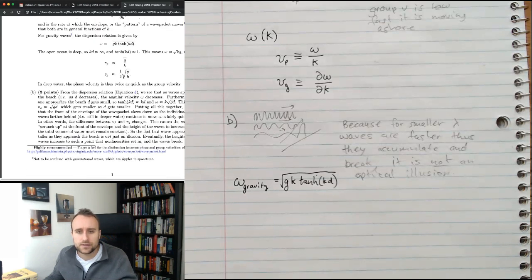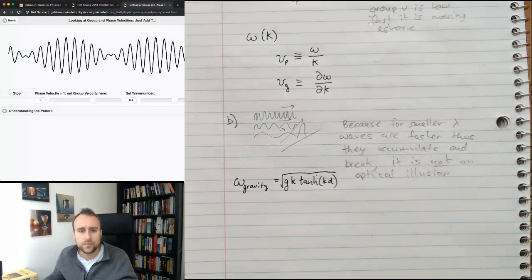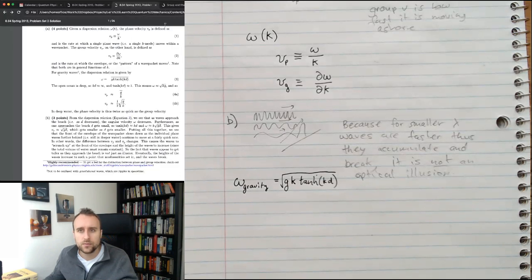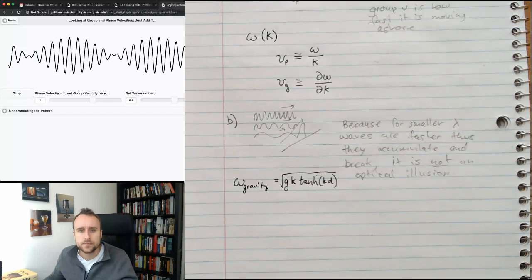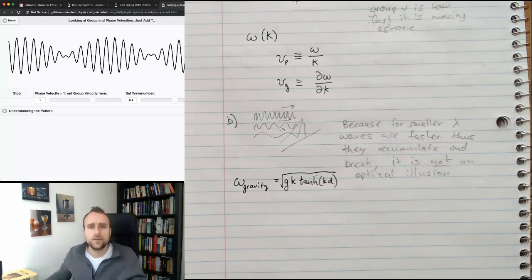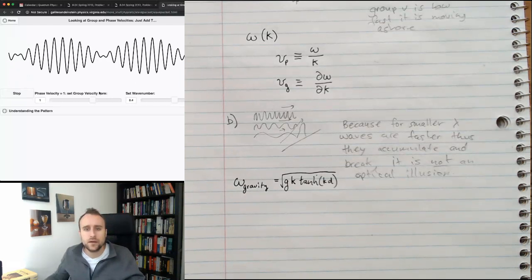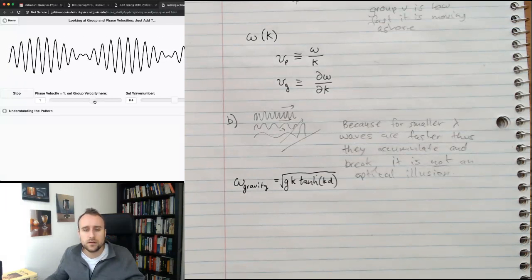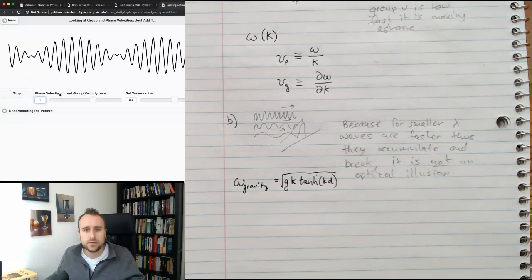To get a feel for the distinction between phase and group velocities, check out this. All right, let's check it out. I'm going to open it in a new tab so that I don't run these. Oh, look here, guys. We can see phase and group velocities. So phase velocity is 1. Set group velocity here.